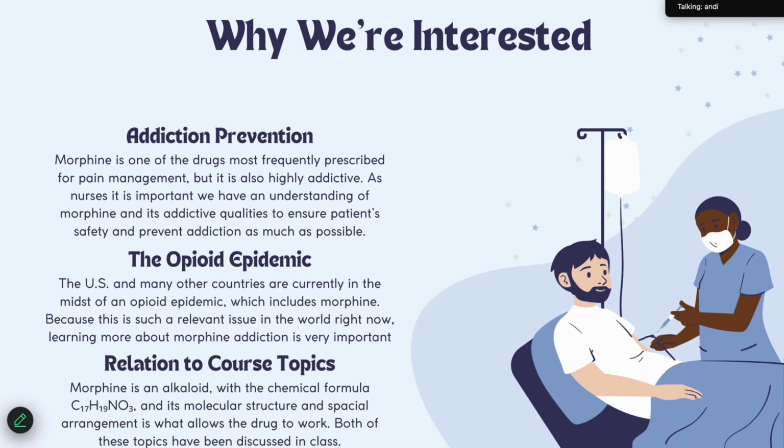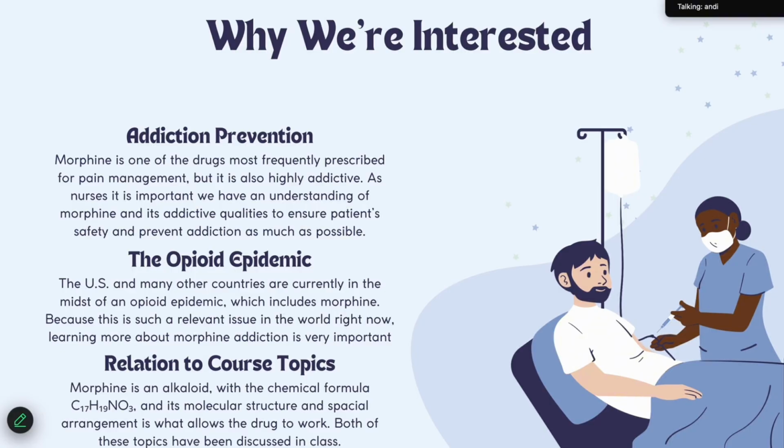Additionally, the topic of morphine is important because it is a major public health crisis. The US and other countries are currently in the midst of an opioid epidemic, which includes morphine. Understanding morphine addiction is vital for developing better prevention and response strategies to this epidemic.